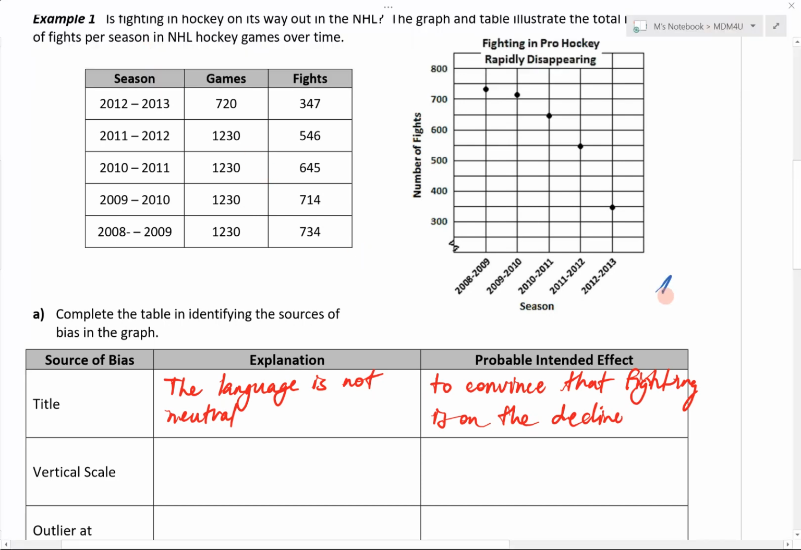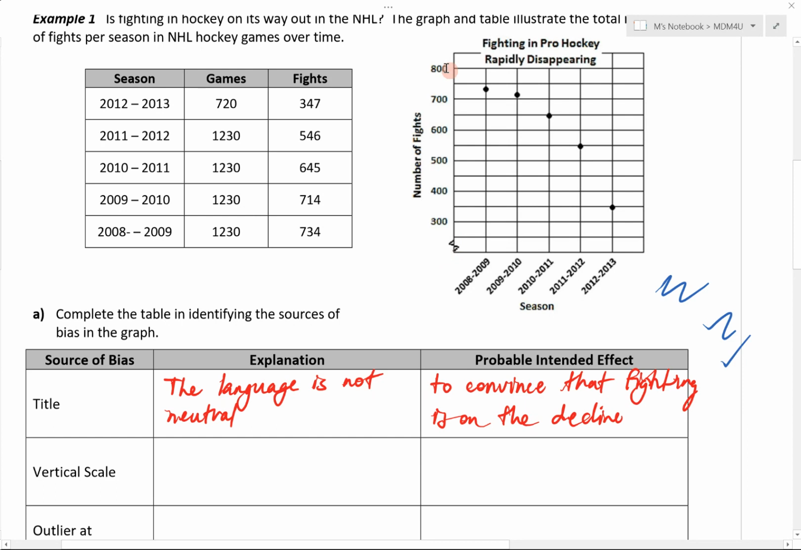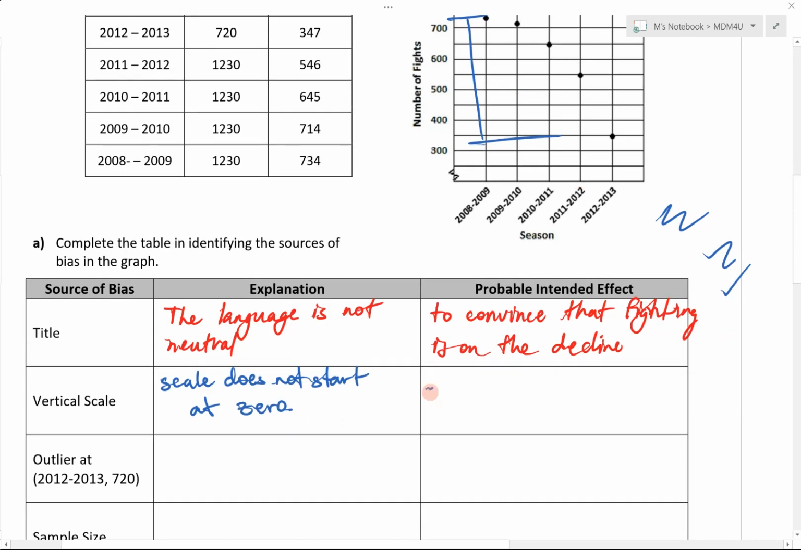Okay. Let's look at another reason. So let's look at the vertical scale. The vertical scale goes from 300 to 800. It does not start at 0. So what's happening here? The scale does not start at 0. What's happening if you don't start at 0? Well, you are exaggerating the distance between this uppermost point and this lowermost point. Because if you had started this from 0 and evenly drawn your scale, then this whole thing would be much shorter. So by changing that scale, you're exaggerating the difference between those points for a much more dramatic effect. So you're exaggerating the downward trend.